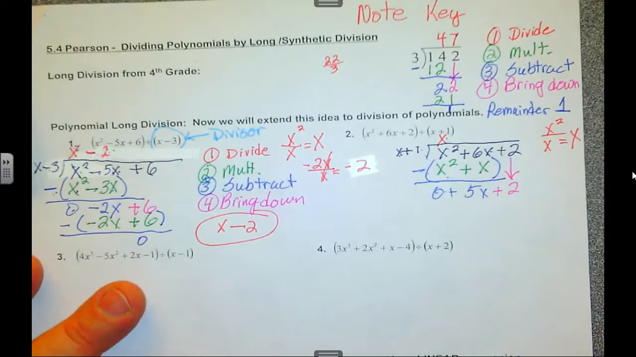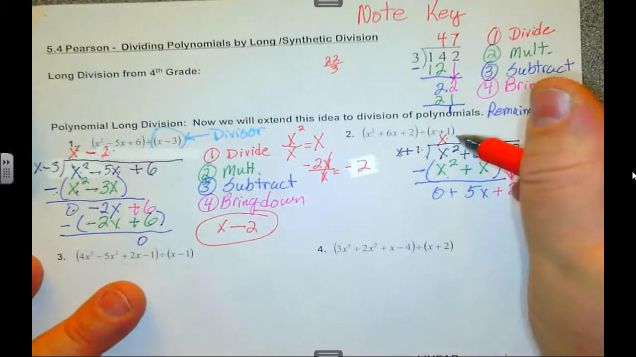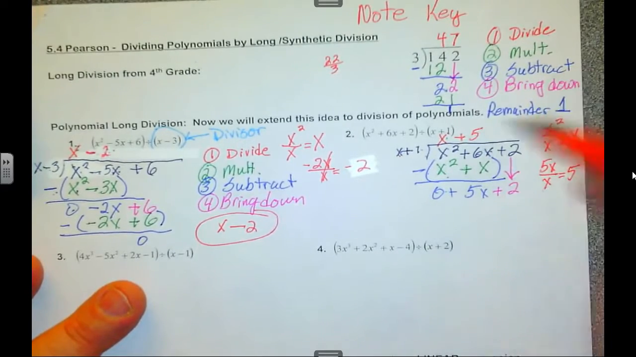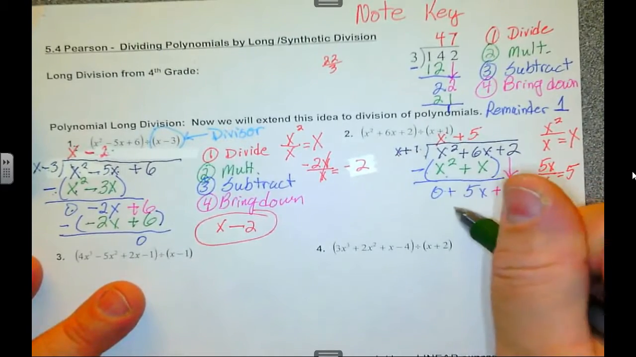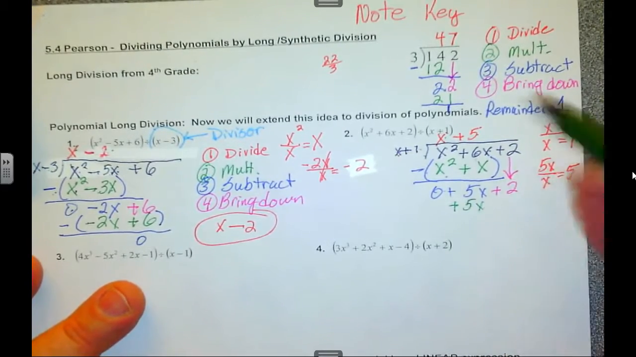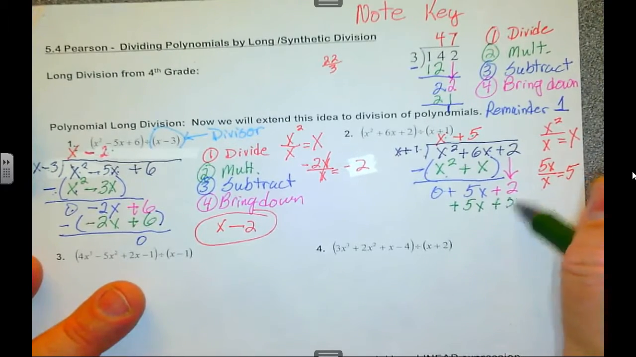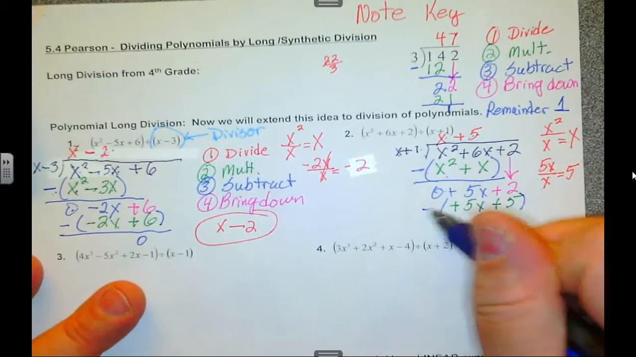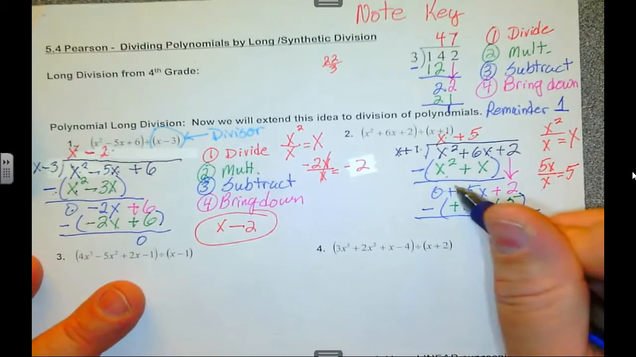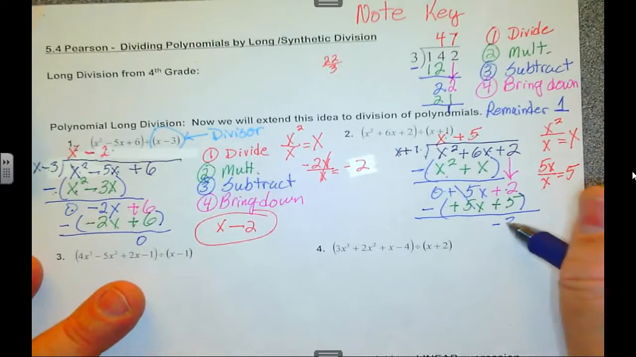Start it over again. Divide. 5x divided by x is 5. So I have a positive 5. Multiply. Positive 5 times x, positive 5x. Positive 5 times positive 1, positive 5. Subtract. These cancel out. 2 minus 5, negative 3.